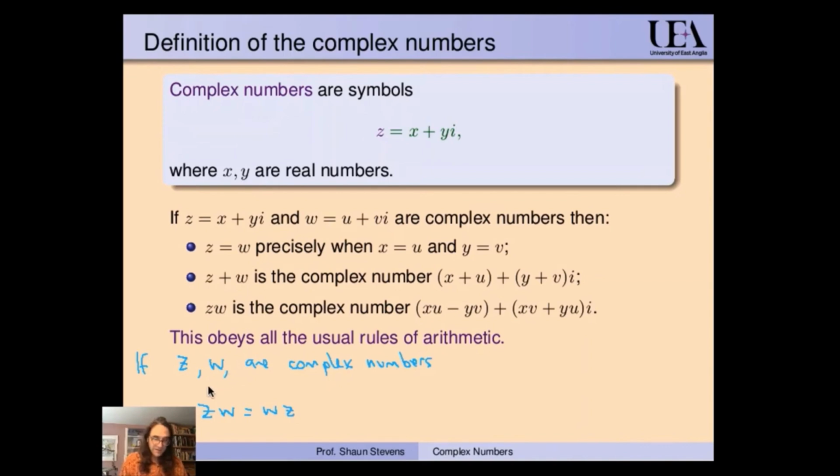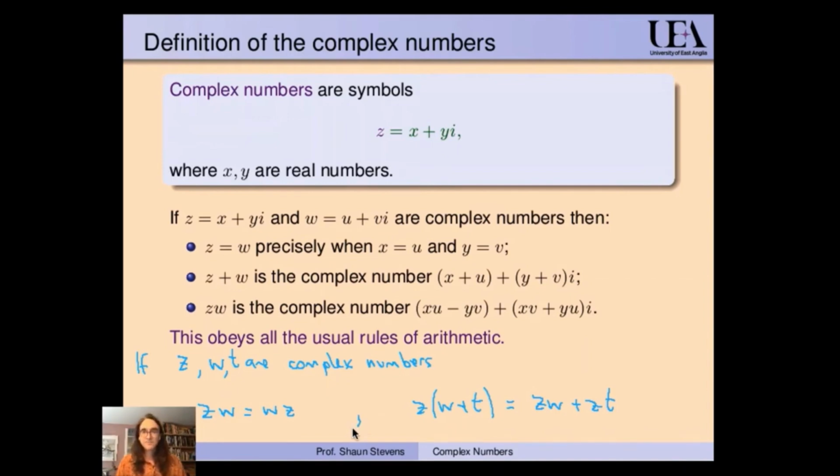And similarly, when you add them together, it doesn't matter which way you add them. And if I add another complex number as well, so as well as having z and w, I have another one, let's call it t, then I can also do things like multiplying out brackets. So z times (w plus t) is the same as zw plus zt. Okay. So now we've seen the definition, we've seen that they obey the usual rules of arithmetic.